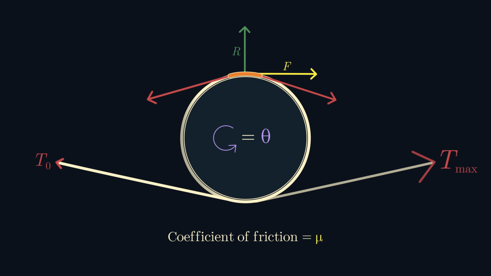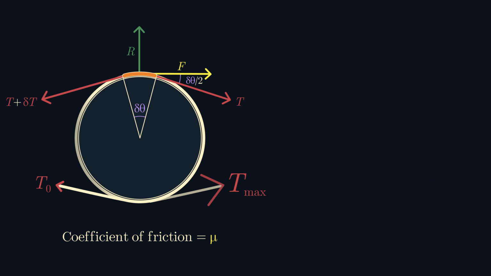Suppose the tension on each side of the rope is T and T plus delta T. Friction prevents the rope from slipping, so acts in this direction, tangent to the pole. Next, if we let the section of rope subtend an angle of delta theta, we can start resolving forces. The rope is stationary, so there is no resultant force on the rope.